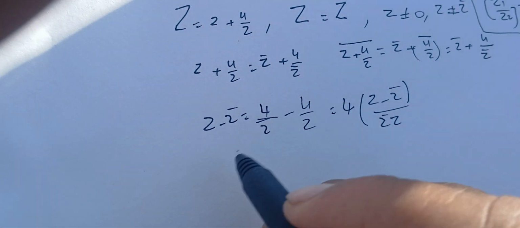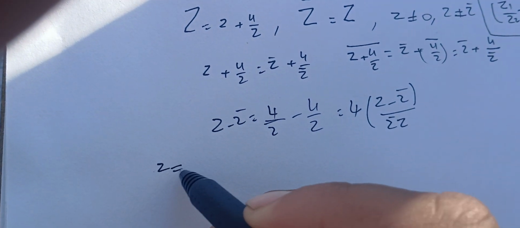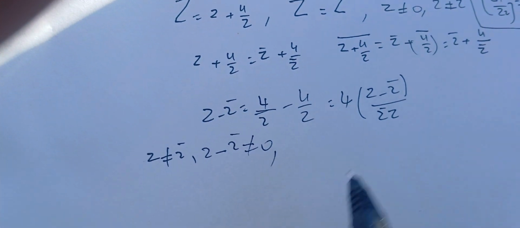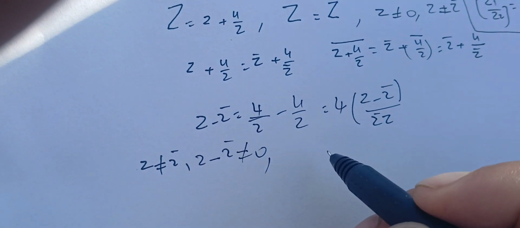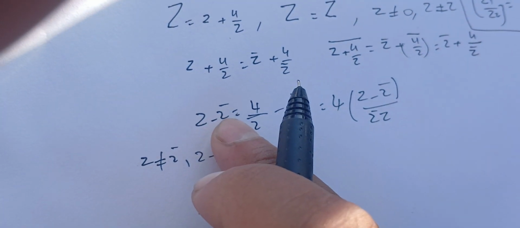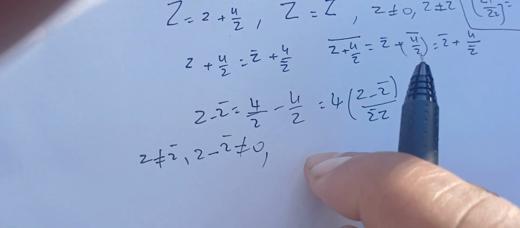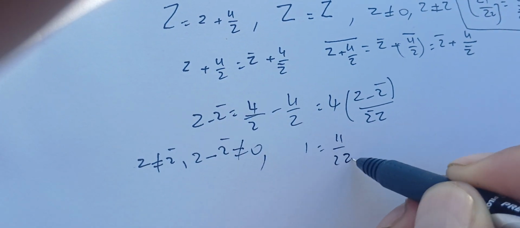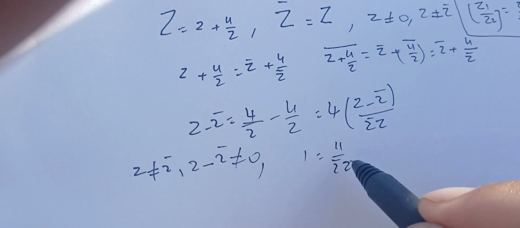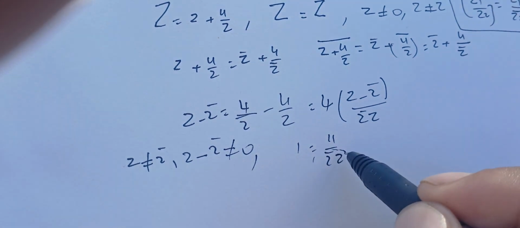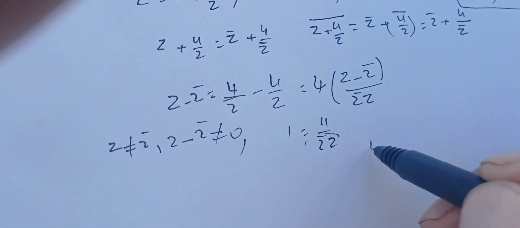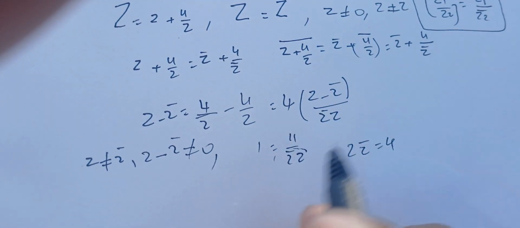Now I can use the fact that z is different from z bar, that means z minus z bar is different from 0. Okay, therefore I can solve here. I can factor out z minus z bar and divide by z minus z bar to get 1 is 4 over z minus z bar. Now here this number is not 0 according to what we said earlier. So this means that z times z bar is 4.